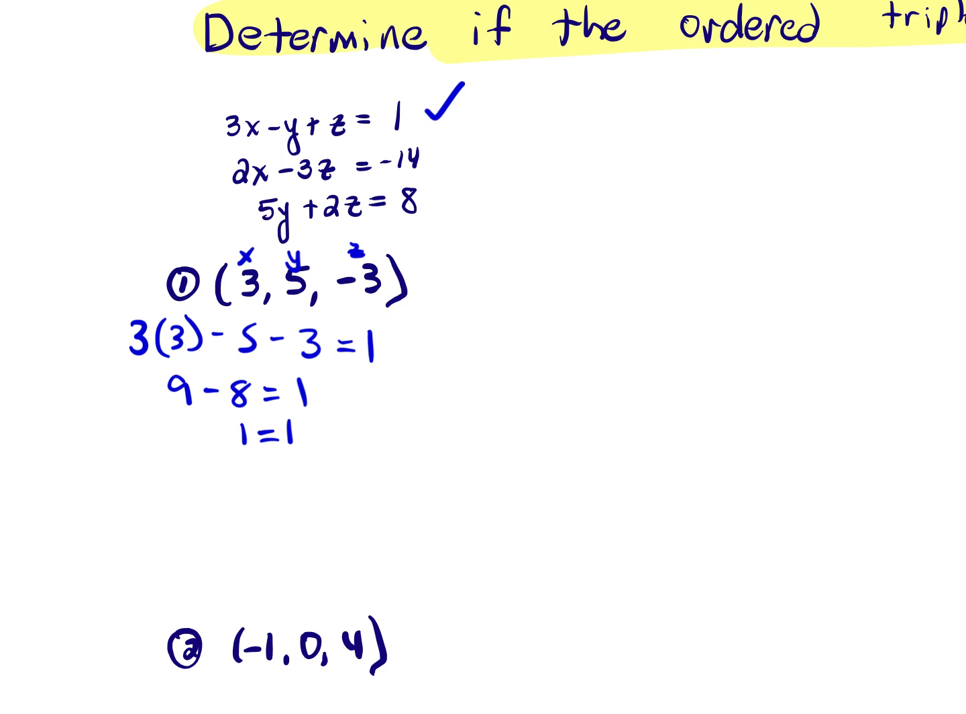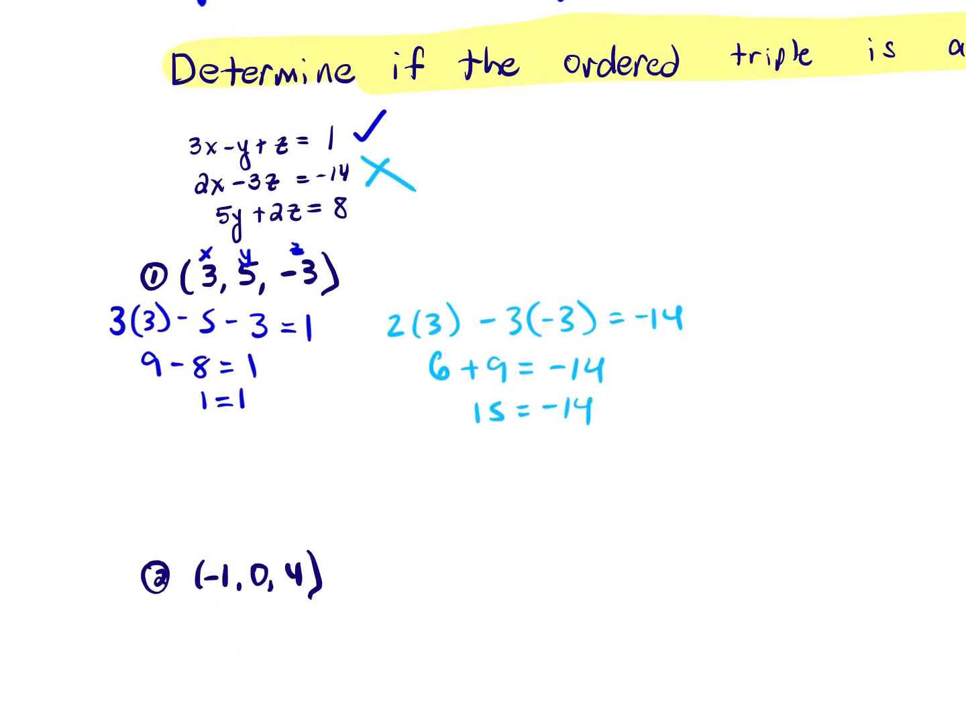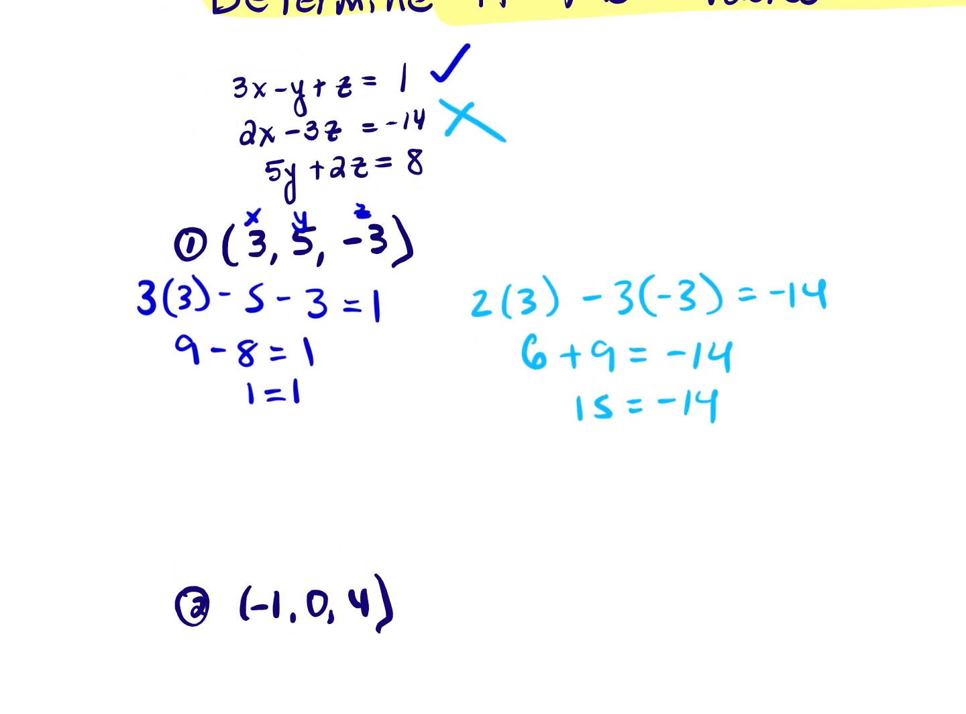Let's plug it into our second equation now. So we have 2 times x, so 2 times 3 minus 3 times z, which is negative 3, is equal to negative 14. So 6 plus 9 is equal to negative 14. 6 plus 9 is 15. Is 15 negative 14? So does it work in the second equation? No. So then our answer here would be not an ordered triple.